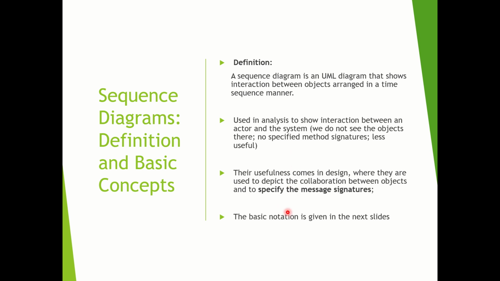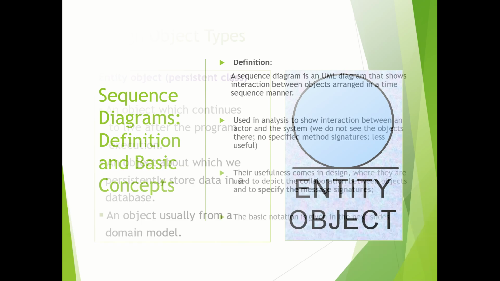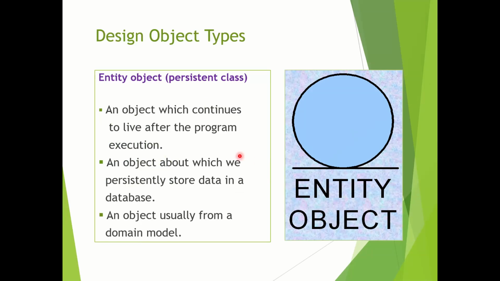So, what is the basic notation? The basic notations can be seen in the next slides. The first one is exactly like what we have seen in the state chart diagram. This is an entity object. An entity object is like a class, an object with which we persistently store data. It could be a database object, or an object usually from a domain model, which continues to live even after the program execution.